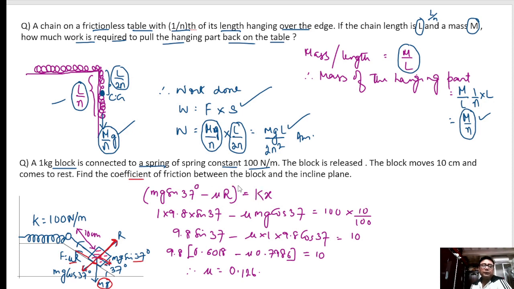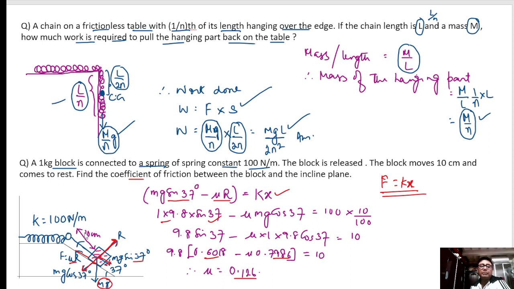So watch here. First of all, as you can see, the force acting down is mg sin 37 and the force acting up is mu into R, the frictional force. So the net force which is downwards is actually balanced by the spring's force. The spring's force we already know is kx. This net force is actually given by the spring force. So putting the values, and sin 37's value we know, we can find out the coefficient of friction.